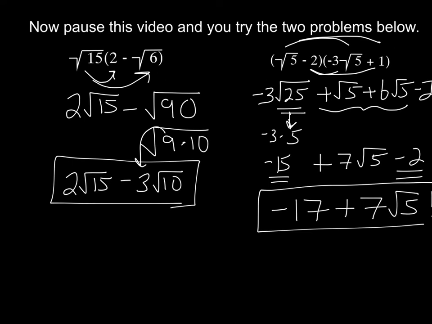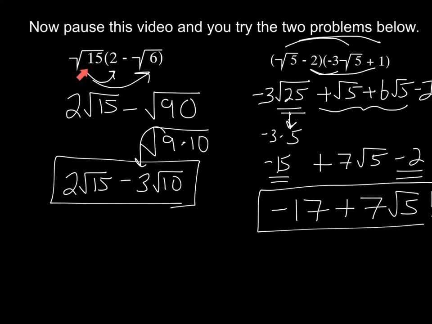So you should have gotten these answers. The first answer would be 2 radical 15 minus 3 radical 10. Notice they are not like radicals, so I did not take this any further and combine them. The last one should be negative 17 plus 7 radical 5.